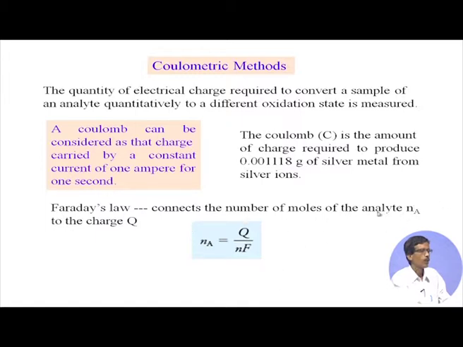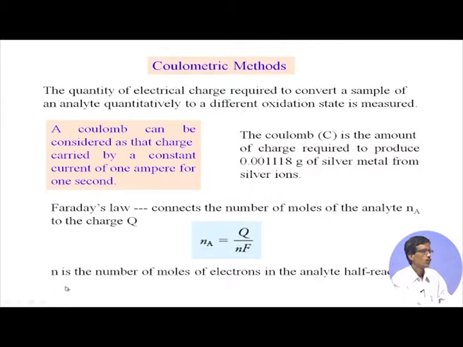The Coulomb charge is the Faraday charge for 1 mole. So, you have Na, the number of moles of analyte, and the charge. If you know these two things, we will get the number of moles of electrons in the analyte half reaction. So, we can find out this N, not Na, this N is the number of moles of electrons in the analyte half reaction.